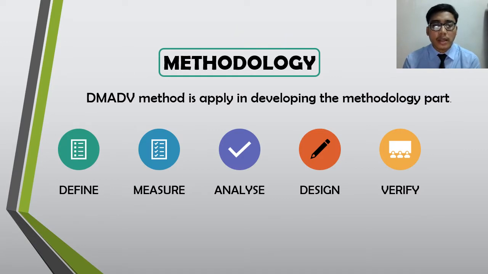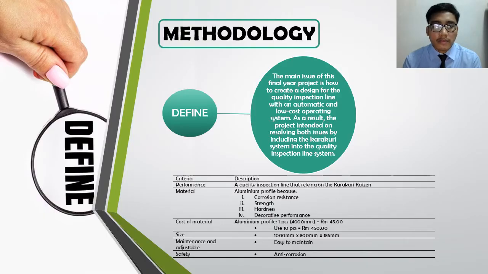DMADV method is applied in developing the methodology part. What is DMADV? DMADV is the 5-step method used to develop the methodology, which is define, measure, analyze, design, and verify. The first step is define.